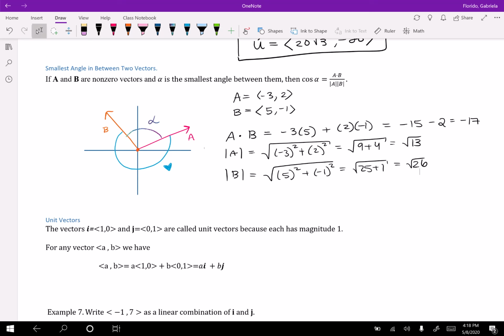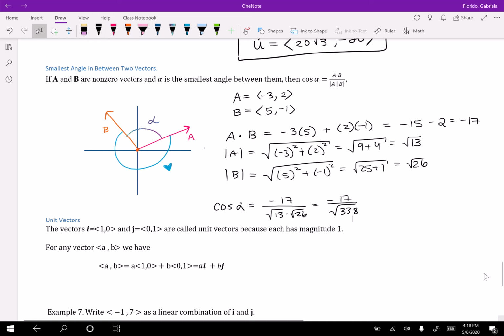Now let's put everything back together here. So we have cosine of alpha is equal to the dot product of a and b, which is negative 17, all over the multiplication of the magnitude of a and b, which is going to be the square root of 13 times the square root of 26, which is equal to negative 17 all over the square root of 338. So hopefully that gave you a little bit of an idea of how this works.